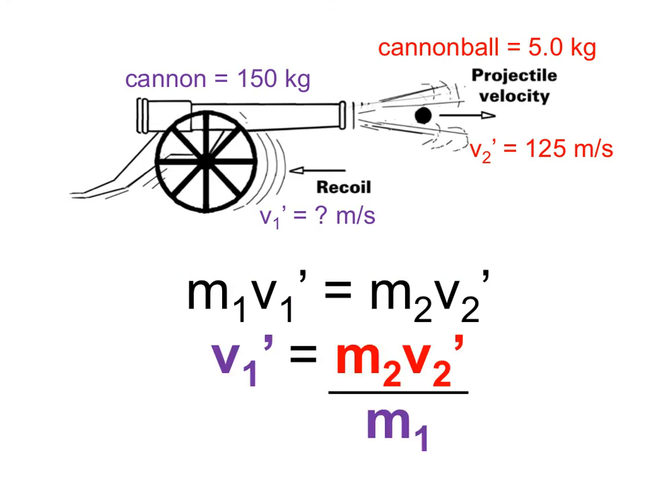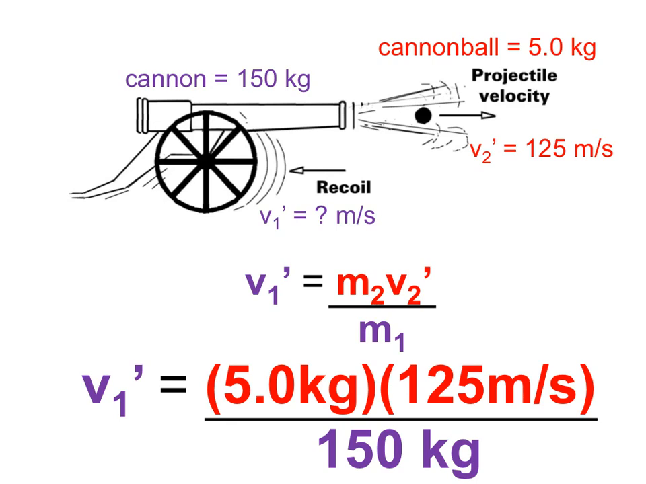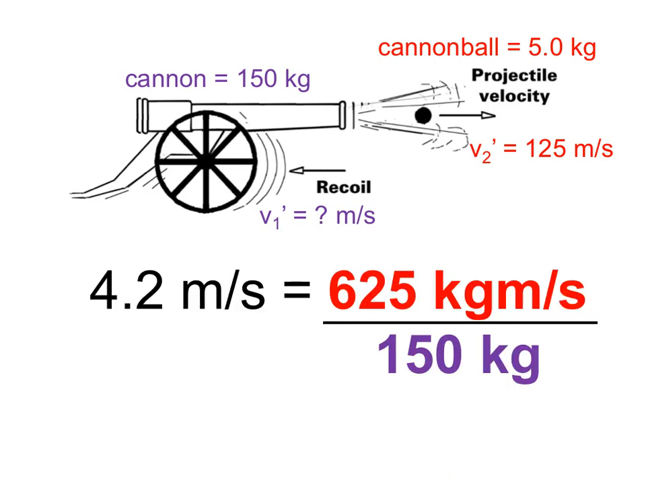So I rearrange my equation, and I end up with the recoil velocity is equal to m2 v2 after divided by m1. So the momentum of the cannonball divided by the mass of the cannon. And when we plug in those numbers, I get v1 after is equal to 5 kilograms times 125 meters per second divided by 150 kilograms, which gives me 4.2 meters per second after rounding to the correct significant figures.